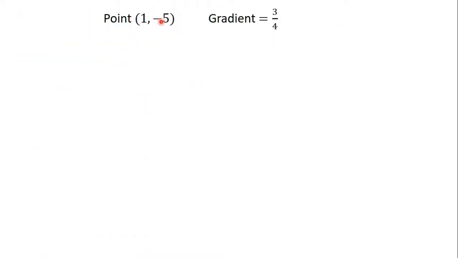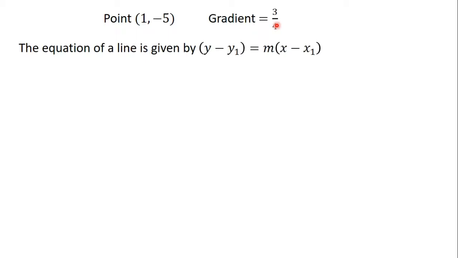The point is (1, -5) and the gradient of the line is 3/4. We have learnt that if we have the gradient of a straight line and a point that falls on the straight line, then the equation of the line is given by the formula y - y1 = m(x - x1), where m is the gradient of the line and x1 and y1 are the coordinates of the point that falls on the straight line. So x1 is the x coordinate, in this case 1, and y1 is the y coordinate, so we have y1 as -5.